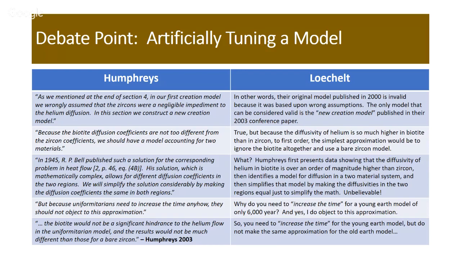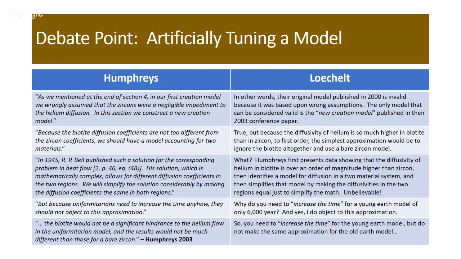And so then he says, in 1945, R.P. Bell published such a solution for the corresponding problem in heat flow. His solution, which is mathematically complex, allowed for two different diffusion coefficients in the two regions. Okay, so he's found a model for a two material system. And then he says, we will simplify the solution considerably by making the diffusion coefficients the same in both regions. And this is just one of those shocking statements. I just say, what?